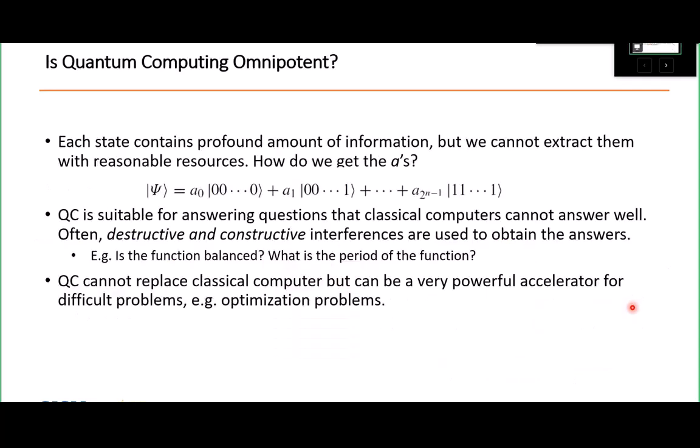So for the first part, this is what I want to say. We see quantum computing is very versatile, right? It can store a lot of information. But definitely you see that you are not able to get all this information in one shot, because the measurement is going to collapse everything to the basis state. So how can we get the information we want? We use destructive and constructive interference in the algorithm, so that we get the answer we want. Okay, I won't go into the details, but I would like you to appreciate this.